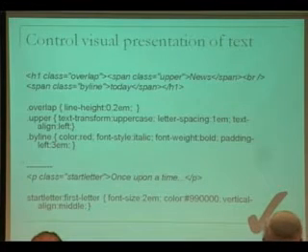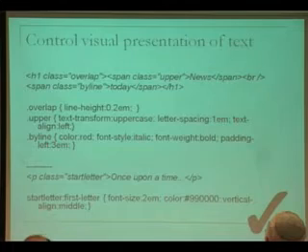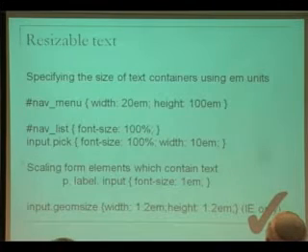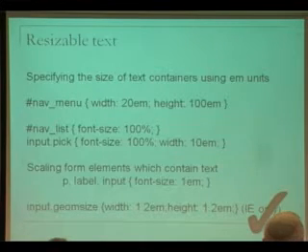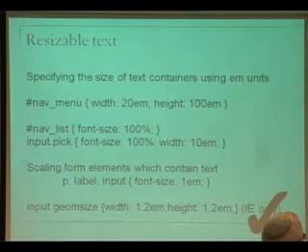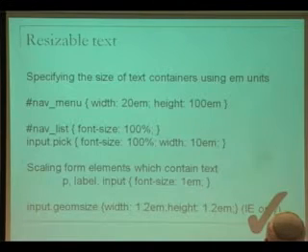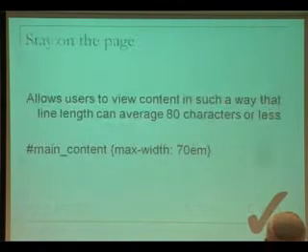Okay, so here's an example. But resizable text. Now here what I've done is instead of using pixels, I've used percentages or EMs, which is very similar. They're inherently accessible because they get bigger and smaller. They resize, that was the word, relative to each other.